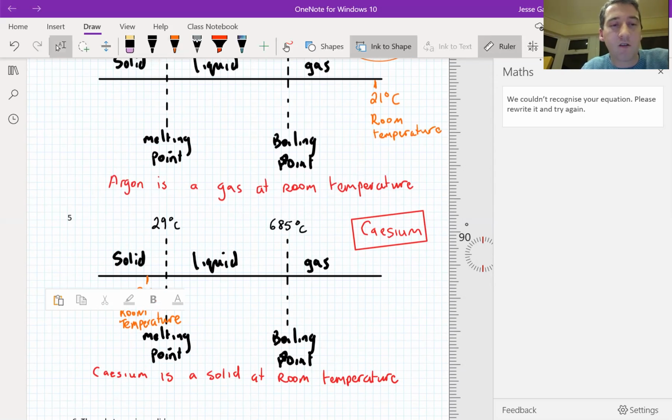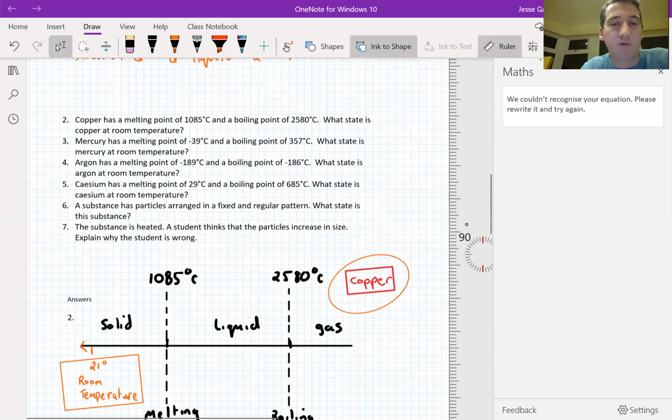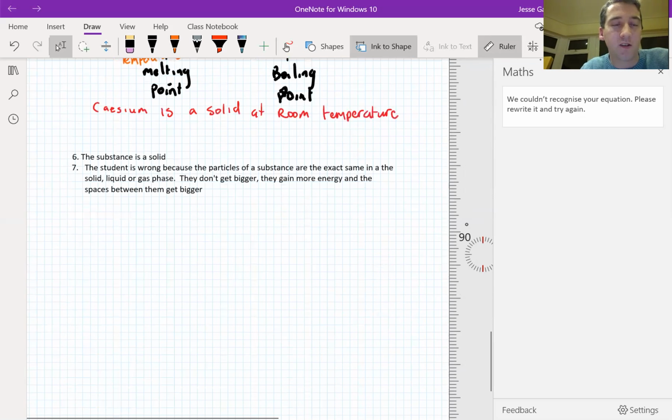Question 6 and 7. Question 6, just to remind us what it was. A substance has particles arranged in a fixed and regular pattern. What state is this substance? You should have said it's a solid. The substance is a solid.